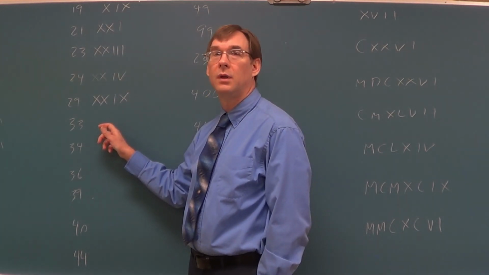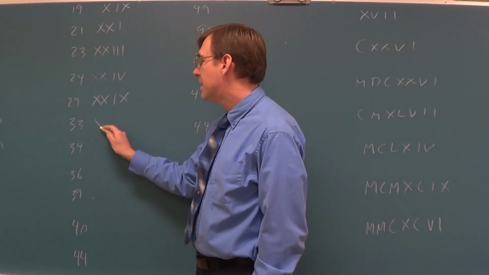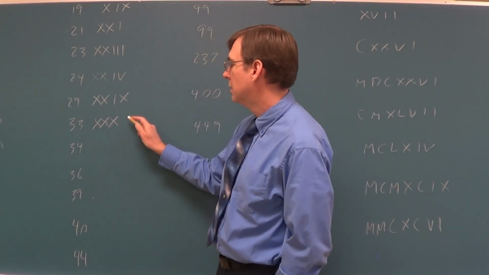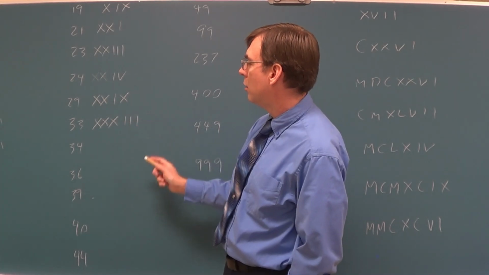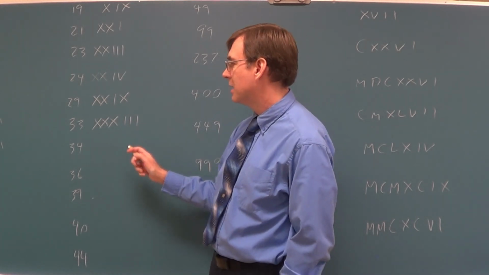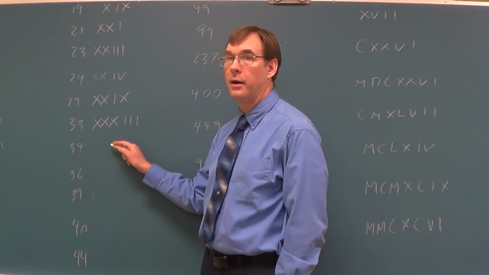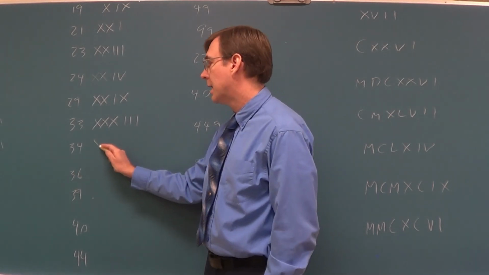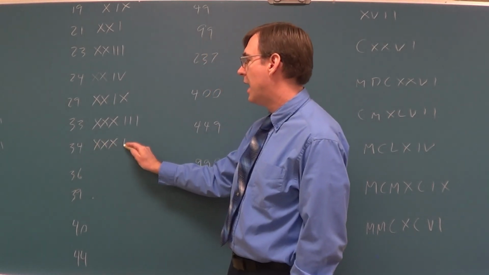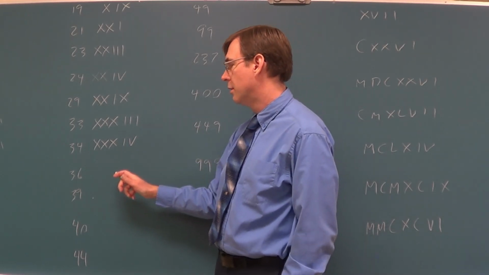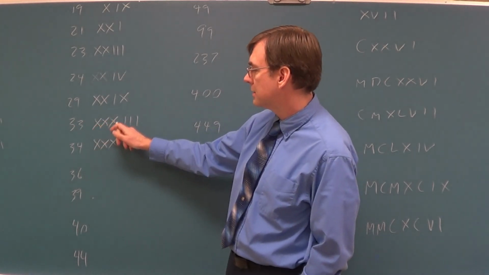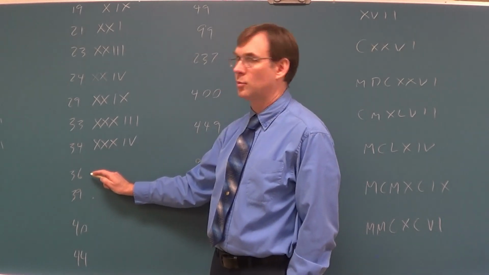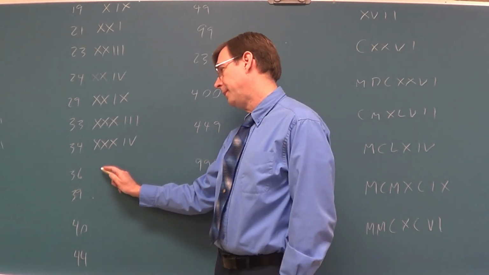Is it XXXI? It is. Anything in the 30s will start off XXX to get us to the 30s. And then the 3 we've had before was I. Anything that ends with 3 has to end with I. 34? Yep. It is. XXX to do the 30, IV to do the 4. That's true. Again, anything in the 30s is going to start off with XXX to build that place. So 36, build 30, build 6.